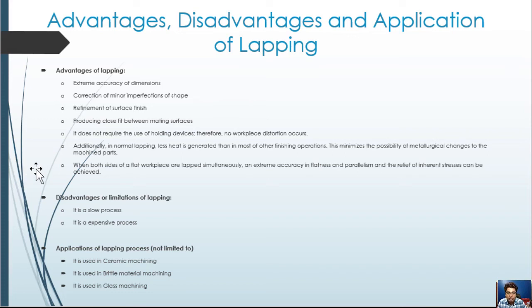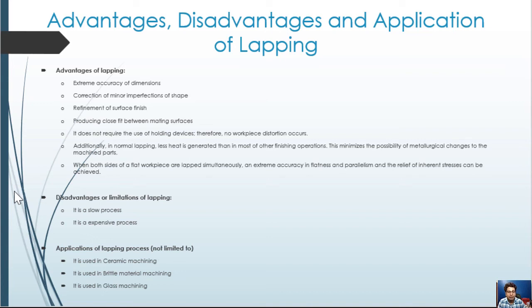It does not require the use of holding devices, therefore no workpiece distortion occurs. Additionally, in normal lapping, less heat is generated than in most other finishing processes, to minimize the possibility of metallurgical changes to the machine parts. When both sides of flat workpieces are lapped simultaneously, extreme accuracy in flatness and parallelism and the relief of the inherent stresses can be achieved, as the material from the final surface is being removed.